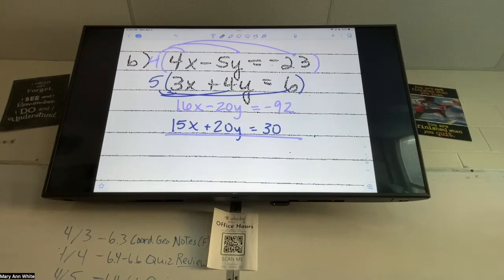Make sure all your signs are good. My y's are going to cancel. If something doesn't cancel, you did something wrong. I get 31x equals negative 62. Oh, that's nice. X equals negative 2.